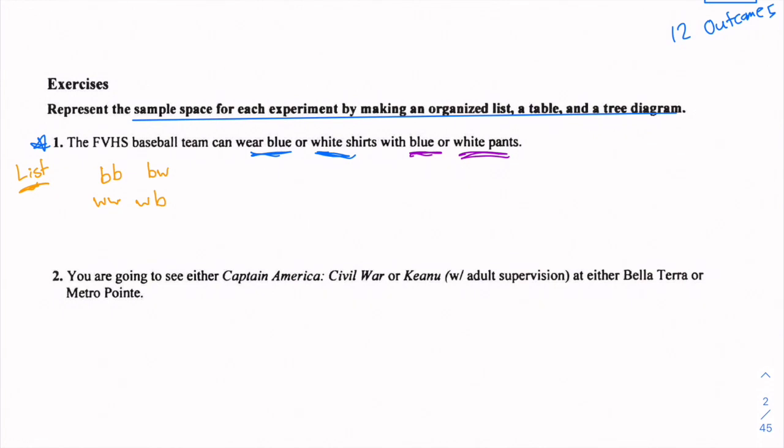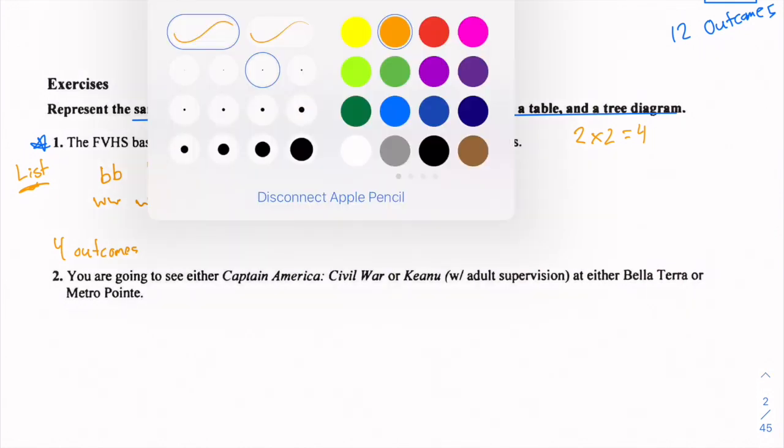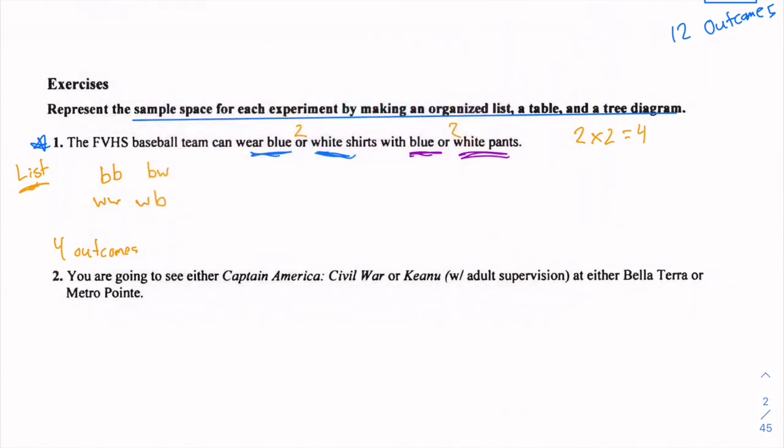So in total, it seems like you have 4 outcomes. And this makes sense mathematically as well, because you have 2 options here and 2 options here. So what's that? 2 times 2, boom, 4. We can make a table next. A table is like a Punnett square, right? People in bio. Okay, a table. It's like a Punnett square.